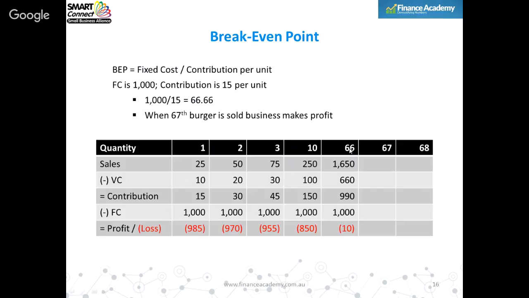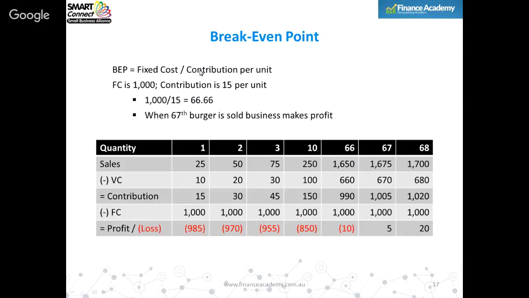So here, this business, when it sells 66th burger, still it makes a loss of $10. However, when the 67th burger is sold, business starts making a profit. And with 68, the profit goes on increasing. Friends, I know some of you might look at all these numbers and you might think it is too overwhelming, but just relax. All you have to understand is this particular formula, which is break even point equals fixed cost divided by contribution per unit.